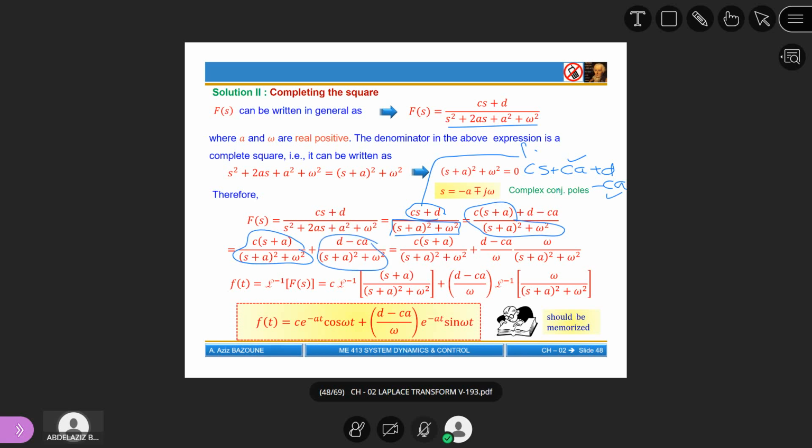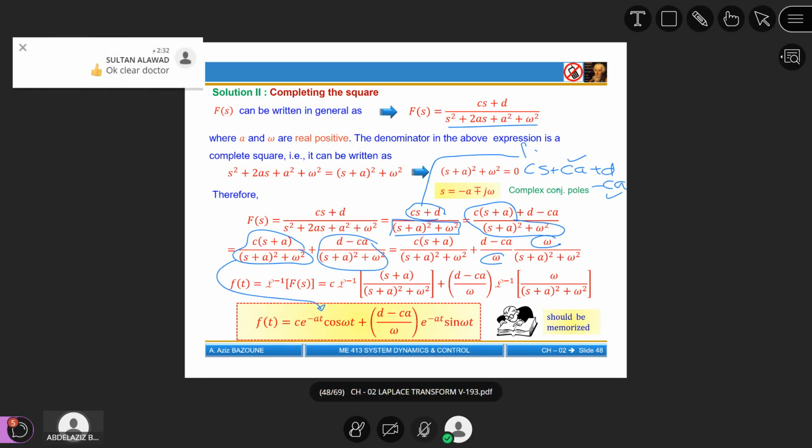And then this one will be the inverse Laplace transform, which is known here. And this one we multiplied by omega and divided by omega, and we found the result. Just with practice, you will see how easy it is.